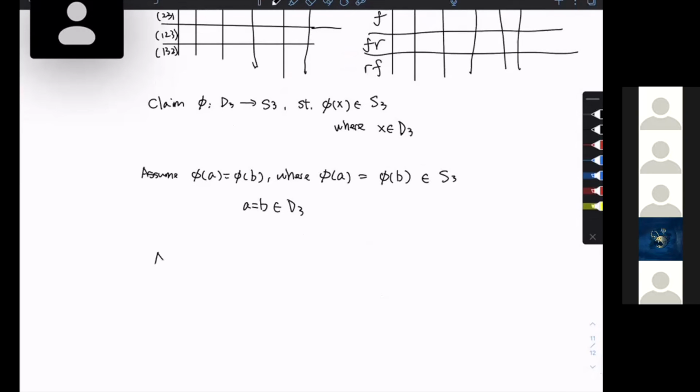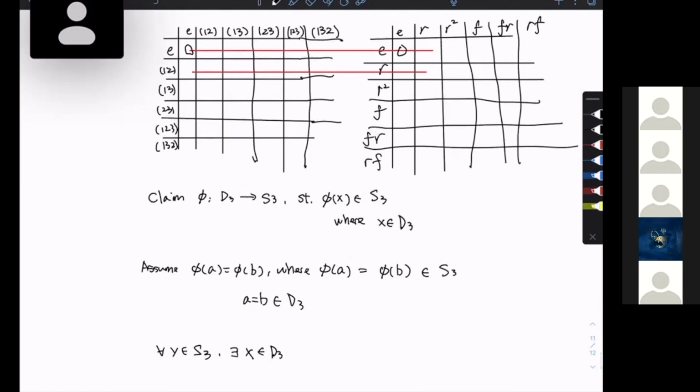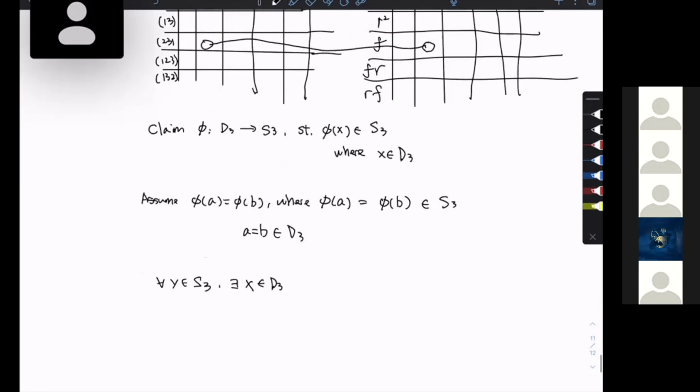So assume for any y in S3, which is the right side, there exists an x element in D3, which is the left side of the table. This is obvious as well, because if we find any cell on the right side, with the mapping we can find exactly this element on the left-hand side of the table. So this mapping is also onto in this case, such that psi x equals y.